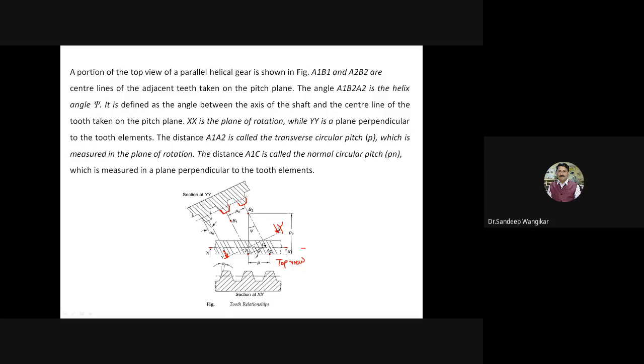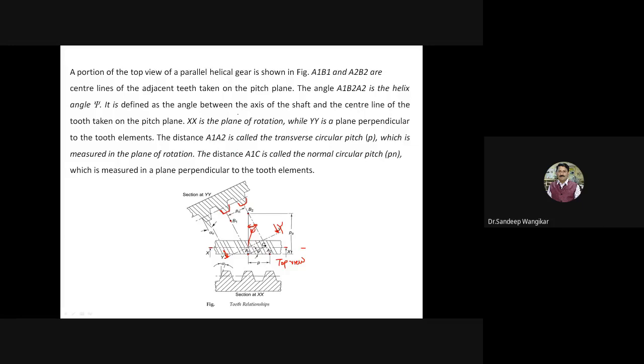On the pitch plane, the angle A1, B1, A2 is the helix angle psi. The angle A1, B2, A2, so this angle is mentioned here. It is nothing but the helix angle and it is denoted by psi. It is defined as the angle between the axis of shaft and center line of tooth. In the initial figures also, I have given you a clear idea about this helix angle.